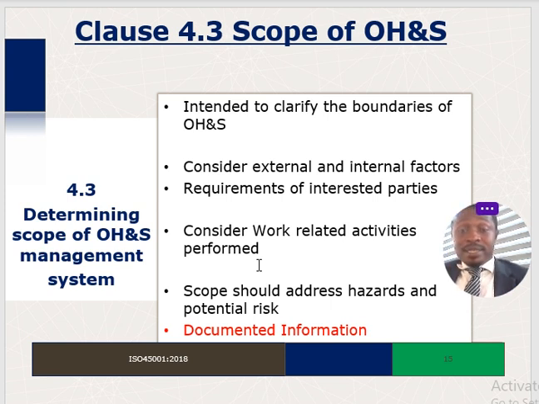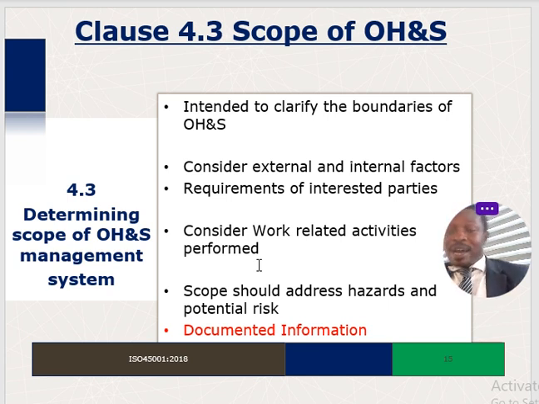So as an organization, you need to determine the scope of your OH&S management system. What do they mean by that? Let me use my organization as an example. I work at Boston. We have about 6 depots across Ghana. Including the head office, when we decide to go for the ISO certification, we can tailor our management system to cover a certain part of our operation and leave out another part. So the scope basically determines the boundaries of the OH&S management system in the organization.